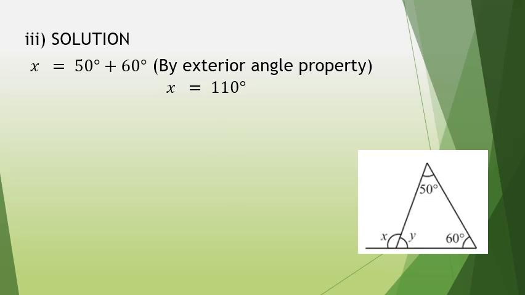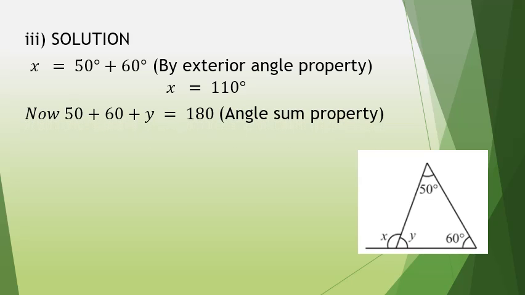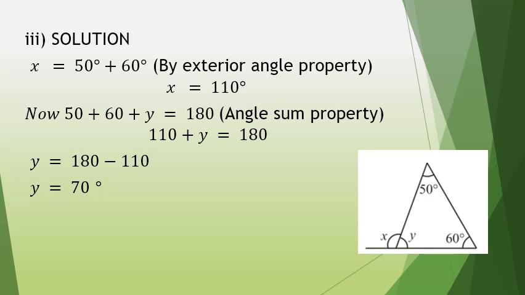Now we can find y. The two angles of the triangle are 50 degree and 60 degree and the third angle is y. So we can write the sum of measures of all angles of a triangle is 180 degree. That means 50 plus 60 plus y equal to 180, or 110 plus y equal to 180 degree, or y equal to 180 minus 110, that is equal to 70 degree. Thus, x equal to 110 degree, y equal to 70 degree.